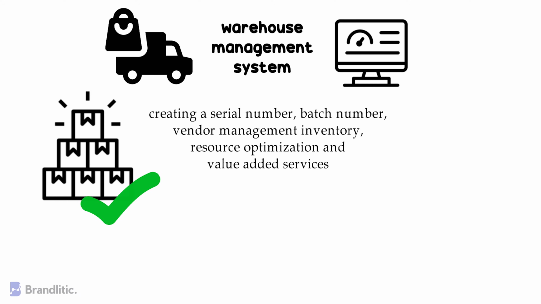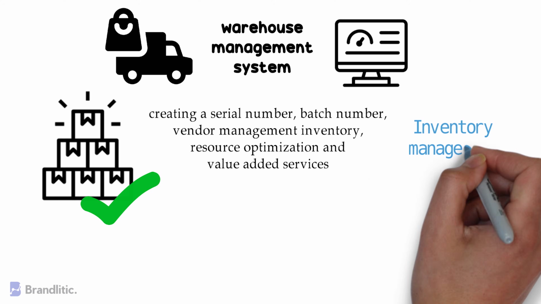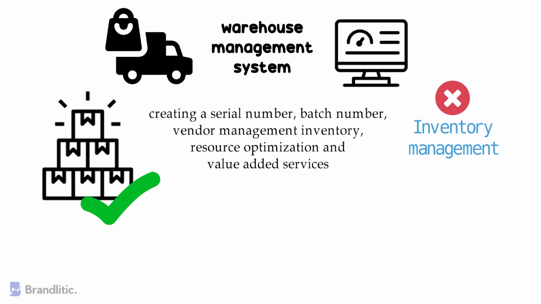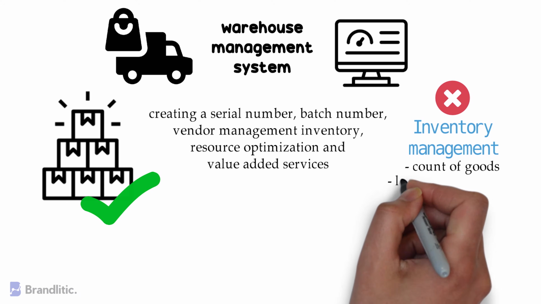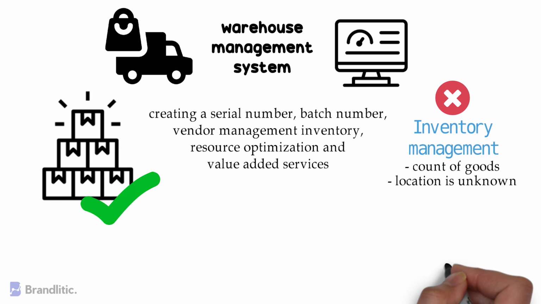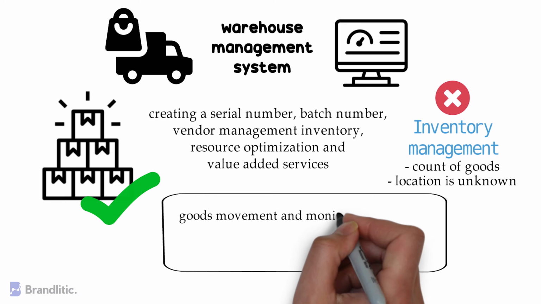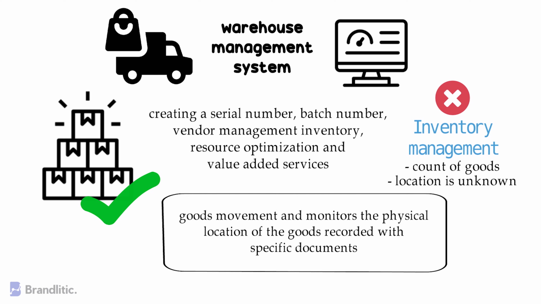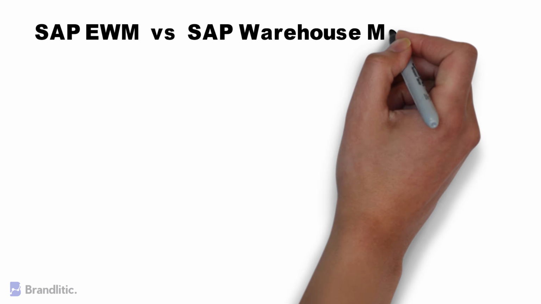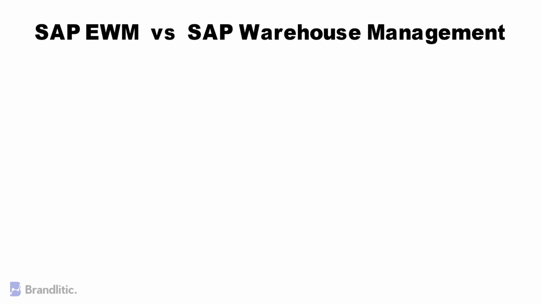And while many people think that it is like inventory management, well, it is not. Instead, it is completely opposite of it, as inventory management tells the count of goods in the storage location, but its physical location is unknown. On the other hand, warehouse management deals with the goods movement and monitors the physical location of the goods recorded with specific documents.